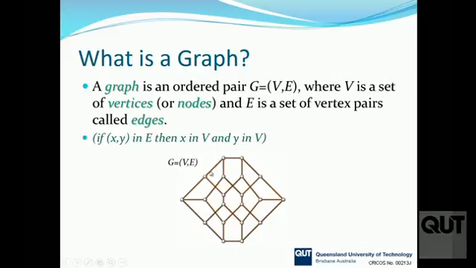Whenever we have two vertices as a pair, it's the same as saying these two vertices are connected with each other. So if (x, y) is in E, then x is in V and y is in V, which is pretty much a standard rule for a graph.